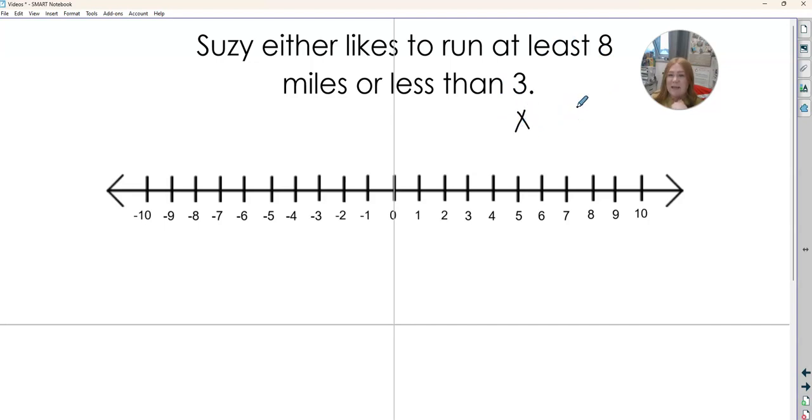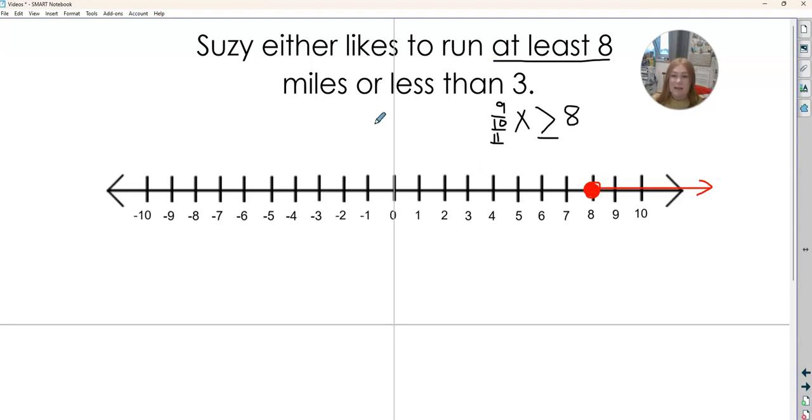We have X and comparing it to 8. It's at least 8. So she maybe likes to run 9 or 10 or 11. So those are all greater than 8. Now I've got to ask, does she like to run exactly 8? That's the least she likes to do, but she will run exactly 8. 8 is the least she'll do. So let me grab something, smooth that better. So we're going to graph that in and grab it because she will run 8 or more.